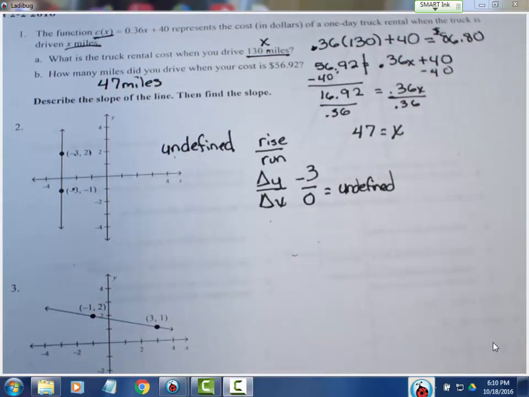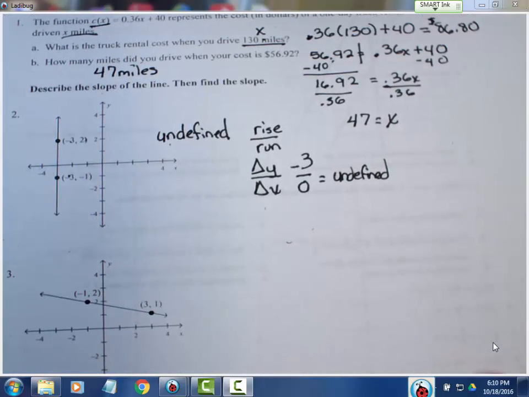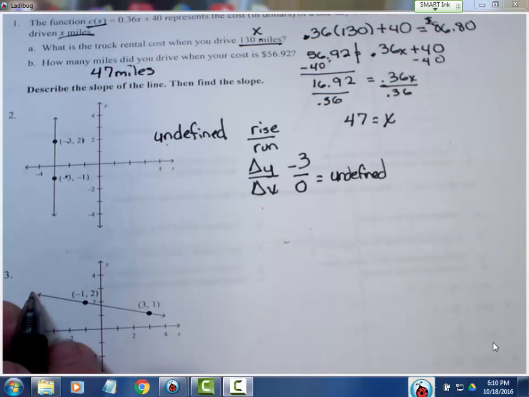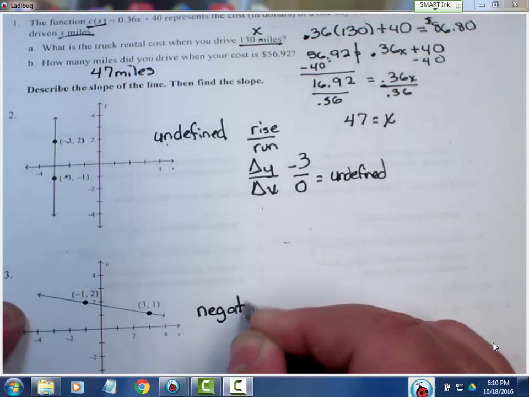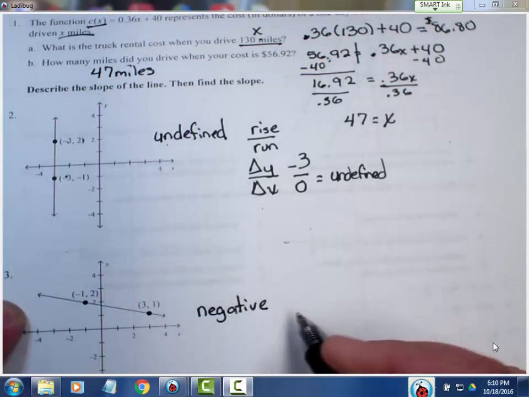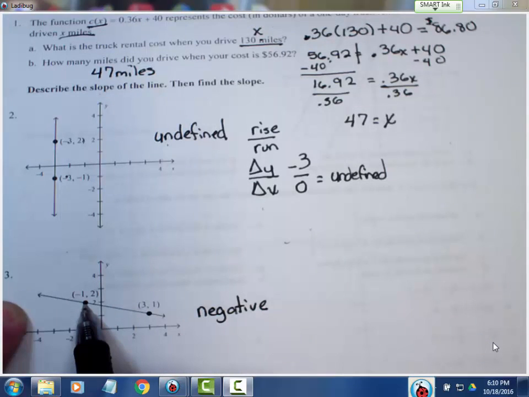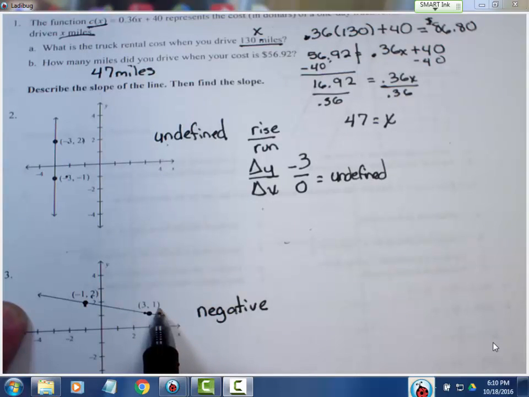Okay? All right, so let's look at number 3 so you can get a little bit better look. It's the same instructions. Describe the slope of the line. So I'm looking at this line, it's going down from left to right. So I would say this slope is negative. And then I would want to calculate it. So I went from negative 1 to 3 on the x, and I went from 2 to 1 on the y.